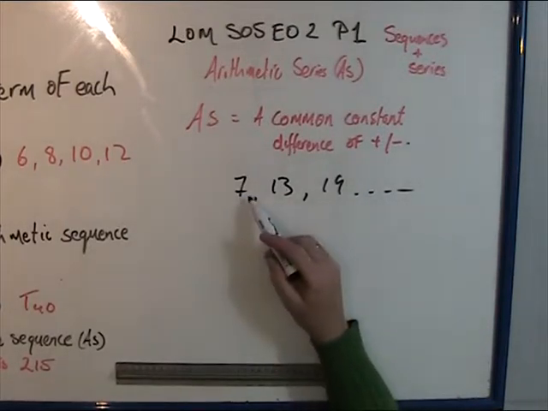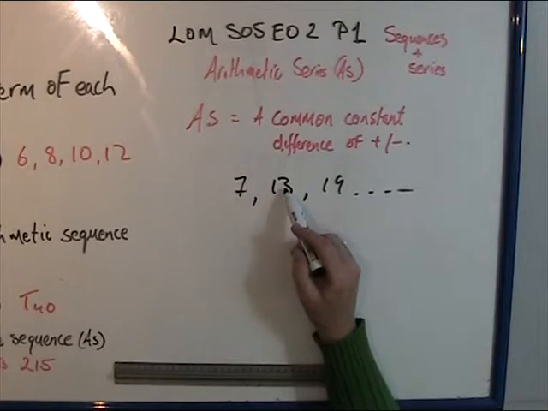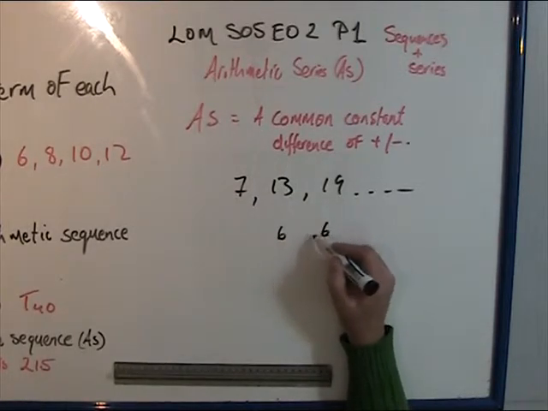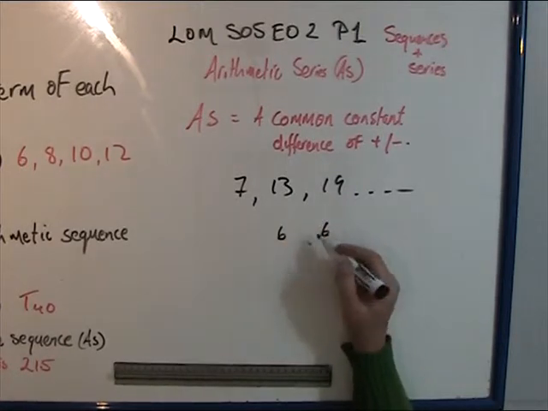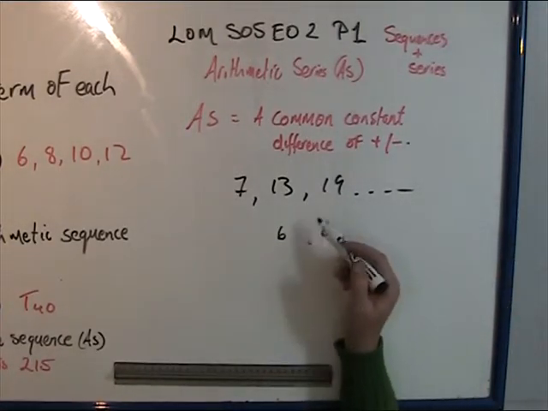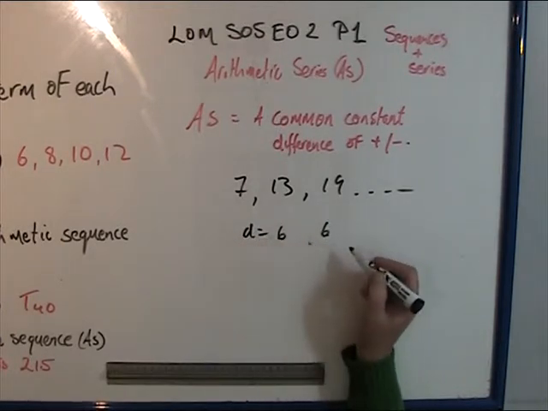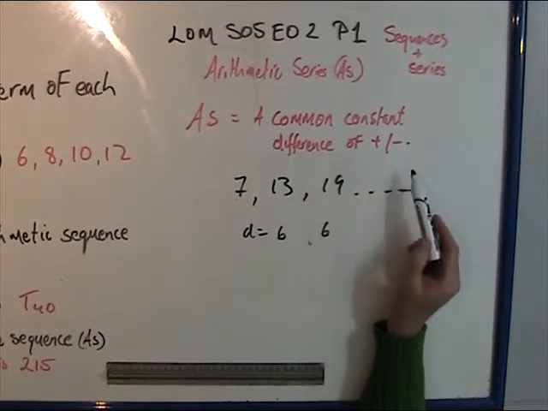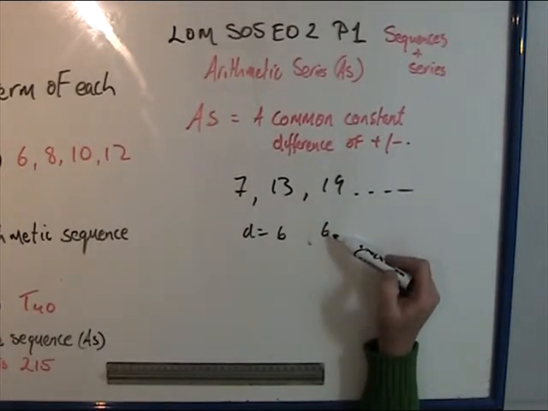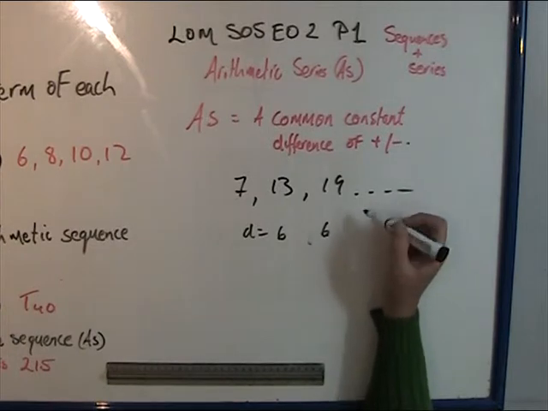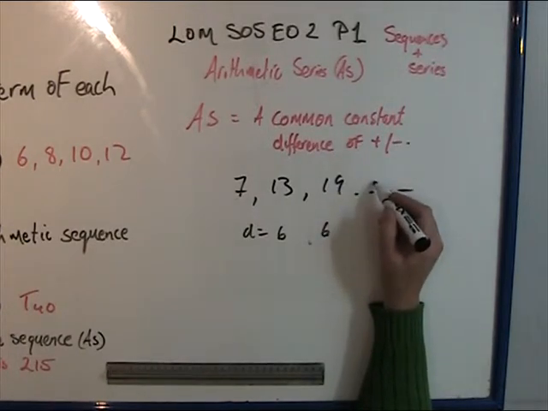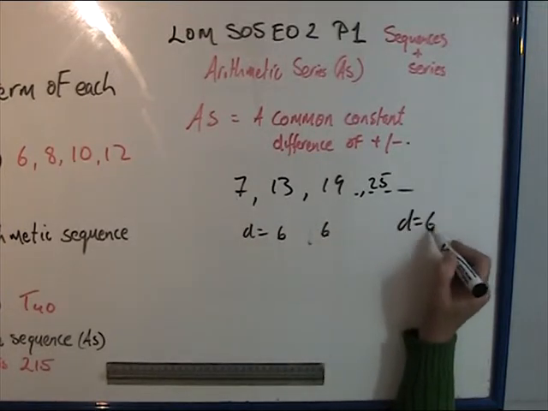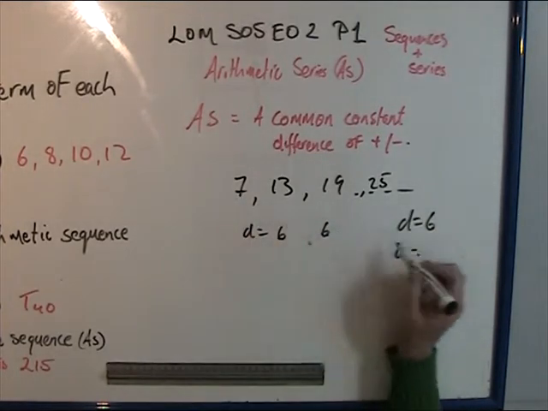Now what's the difference? What's the difference between 7 and 13? 6. What's the difference between 13 and 19? 6, and it's plus 6. It can be a minus if it's going down. So D is equal to 6. In other words, there's a common constant difference of plus 6 here. So I can predict the next one. I know that the next one is 19 plus 6, which is 25. So D is equal to 6, and A is the first term, 7.